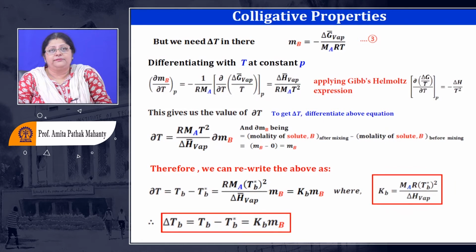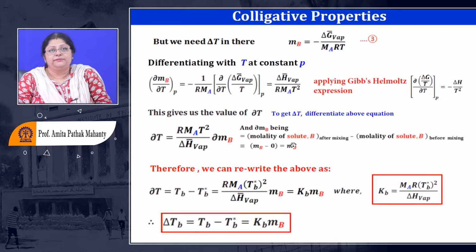Now, if you have this expression, how do I find out the delta T? Now, what is delta M? What is the molality of the solute we are talking about? That is the change in the molality after mixing minus the molality of the solute which was initially present. Before mixing, what was the molality, and after mixing, whatever the molality of the solute is, that is what we associate as the delta molality change of the solute.